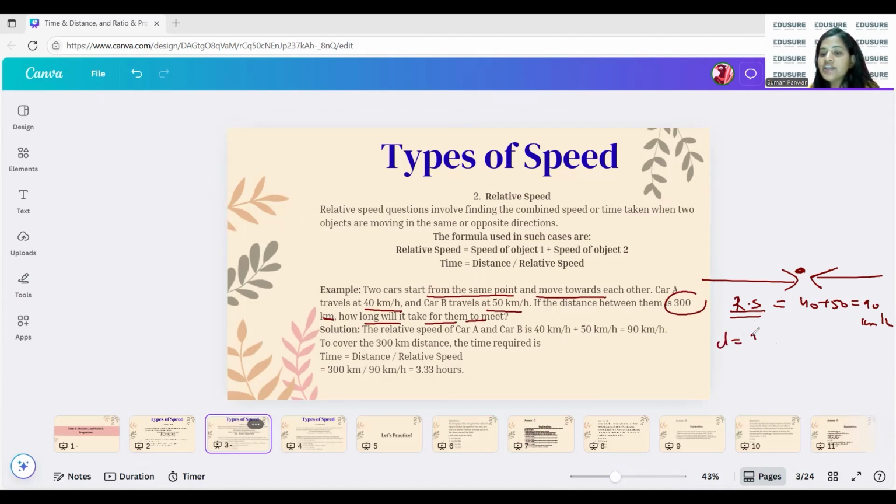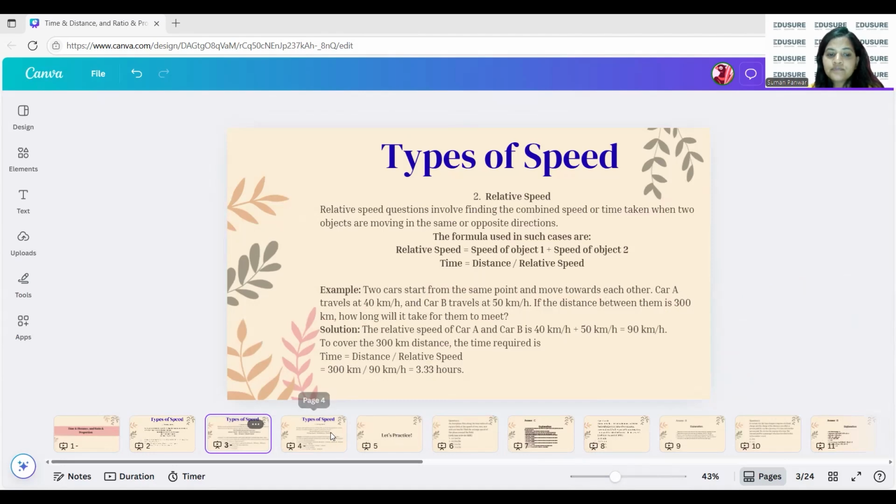So the distance is 300 kilometers. So D is equal to speed into time. So 300 is equal to 90 into time. So time will be 300 divided by 90, which is 10 by 3 hours. So 10 by 3 hours is the time taken for both the cars to meet. So this is the concept of relative speed.